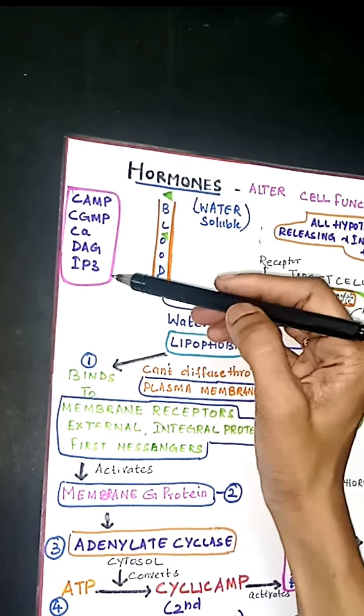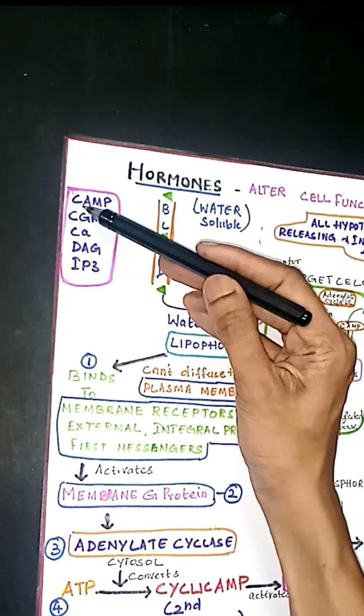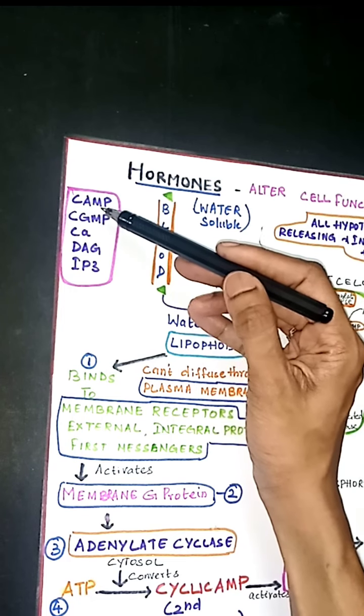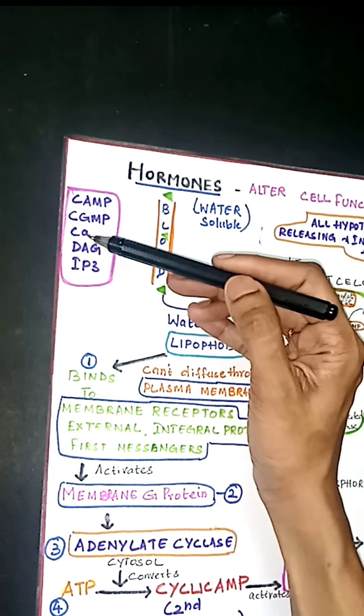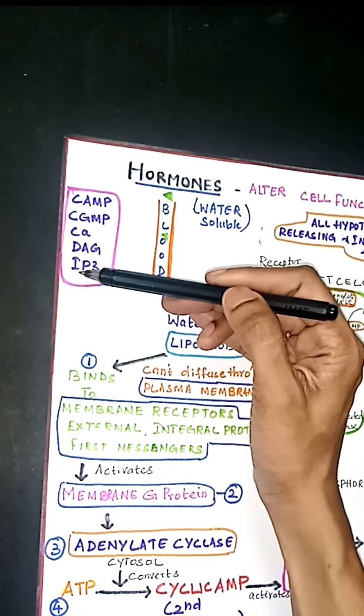One important MCQ question: other examples of second messengers are cyclic AMP (3',5' adenosine monophosphate), cyclic guanosine monophosphate, calcium, diacylglycerol and inositol triphosphate.